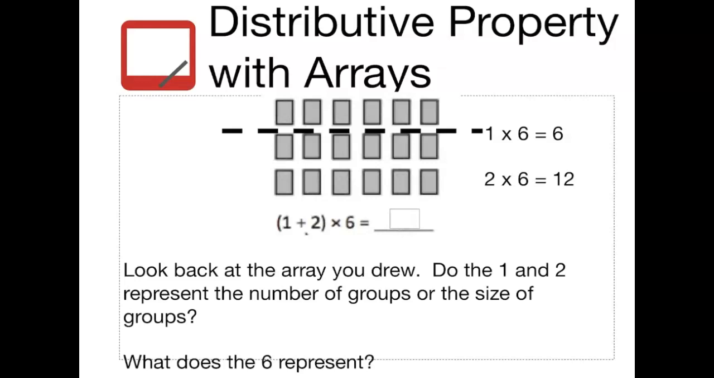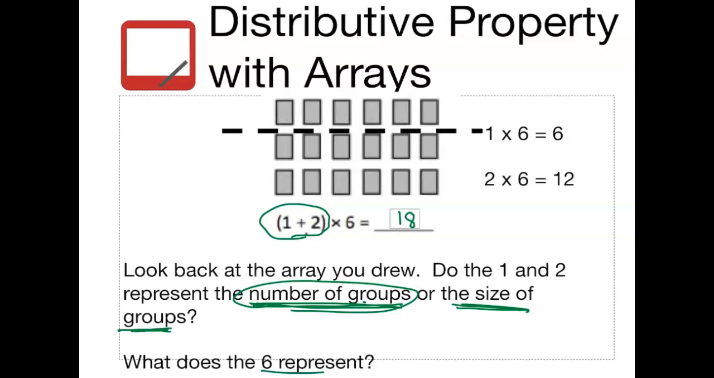If we look back at the array you drew, do the 1 and 2 represent the number of groups or the size of the groups? So 1 plus 2, does that represent the number of groups there are or the size of the groups? Tell your partner. It is the number of groups, correct. And this still is equal to 18. So the 1 and the 2 are the number of groups. What does the 6 represent? The size of the groups.